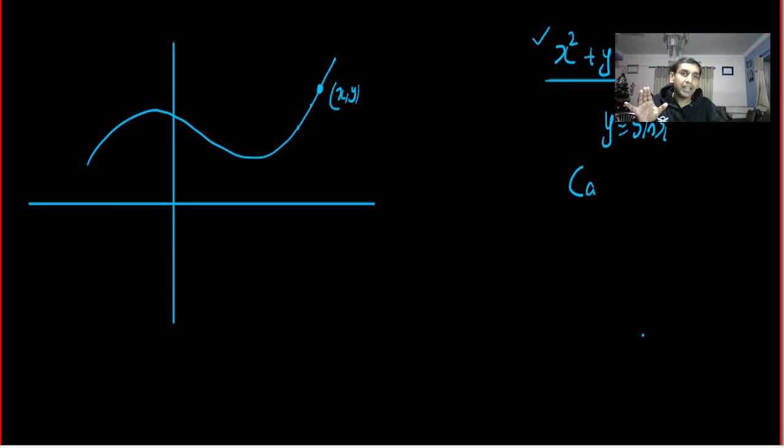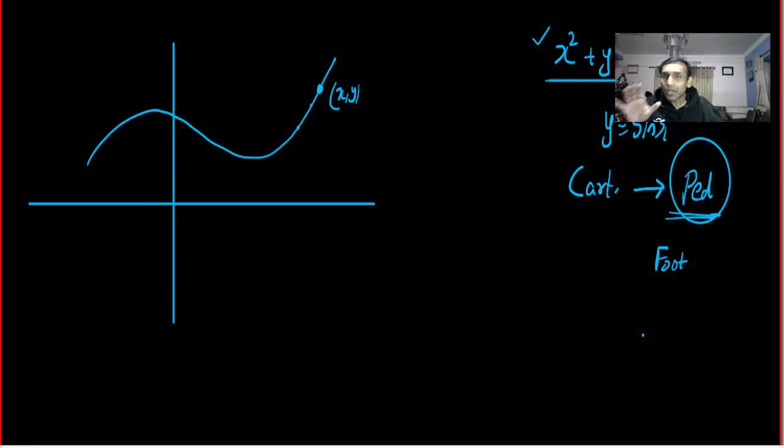So once more, we are given a Cartesian equation and our objective is to convert it into pedal equation. By the way, the word pedal stands for foot. It has Latin origin. You can read about it. So basically the word pedal has a Latin origin and it means foot, something related to foot. Okay, I'll tell you how this is going to get related to foot.